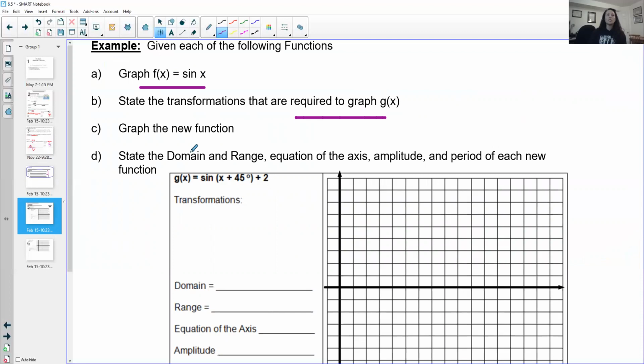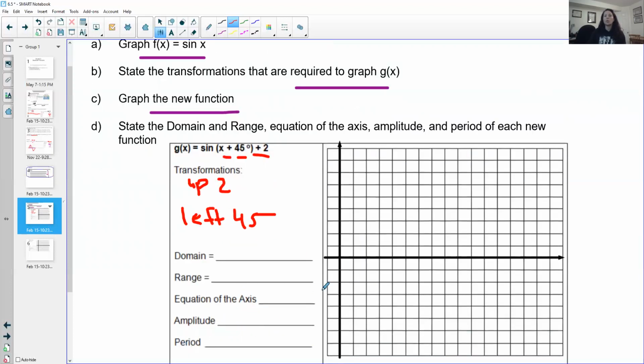We're going to look at the transformations, we're going to graph the new function, and then we're going to look at domain and range, equation of the axis, amplitude, and period. I actually like doing these before I graph it, but it really doesn't matter. So when I see this, I notice that this means it's going to go up 2. It is a positive 2, so my equation of the axis, instead of being down here, is actually going to be up here. This 45, it is a plus 45, which means it's going to go left 45 degrees. Okay, and then we can work on domain and range in the equation afterwards.